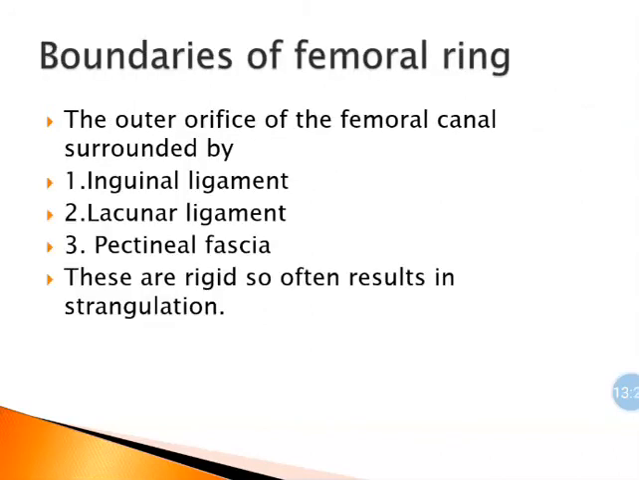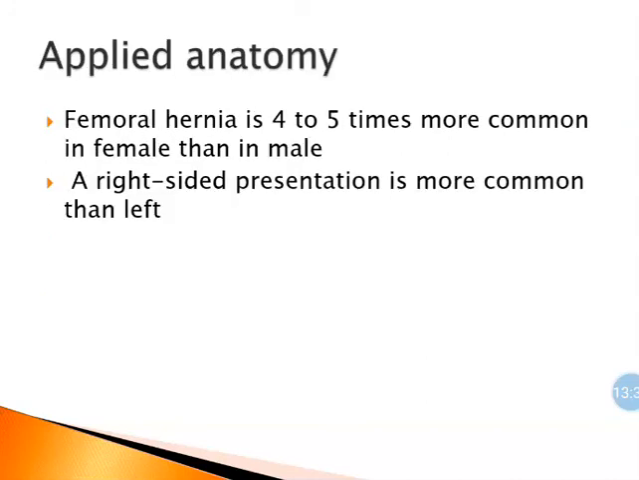Then coming to boundaries of femoral ring, as we already said, it is bounded by inguinal ligament superiorly, lacunar ligament medially, and the pectineal fascia posteriorly. And the rigid nature of this ring results in strangulation. Then coming to applied anatomy, femoral hernia is 4 to 5 times more common in females. That may be because of wider pelvis, and also because of the smaller nature of the femoral vessels, and it is found to be right-sided in most of the presentations.